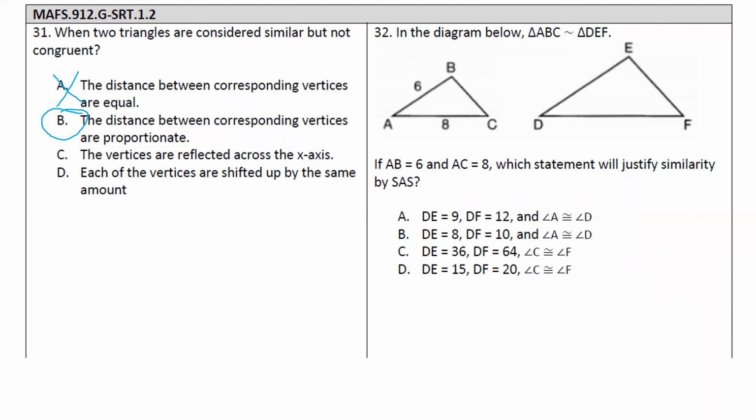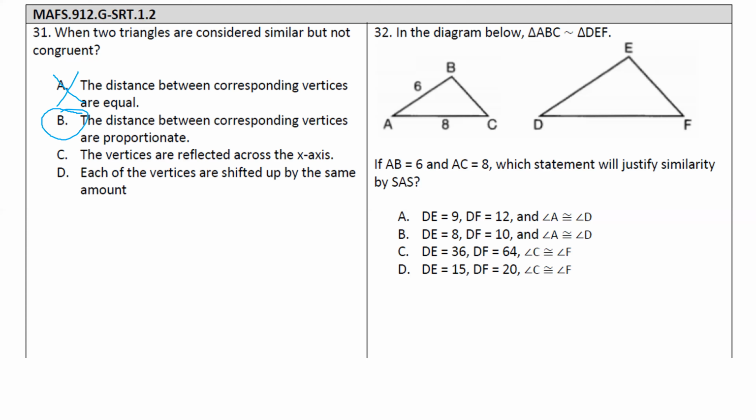The vertices are reflected. It doesn't have anything to do with similarity. And then the other one talks about shifting. Again, nothing to do with similarity. Those are reflections and translations. Those are congruency transformations. So those don't make sense. B is the only one that has a correct answer.